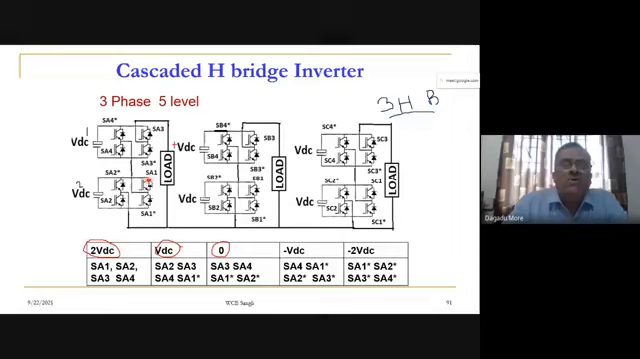Out of that pair, only one will be on. Similarly, for SA2 and SA2 star, only one will be on. SA3 and SA3 star, only one will be on. And SA4 and SA4 star, only one. So the complementary pair concept is applicable to the diode clamped multi-level inverter and to the cascaded H bridge multi-level inverter, but it is not applicable to the flying capacitor multi-level inverter.